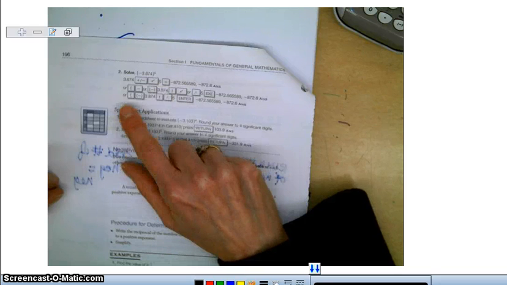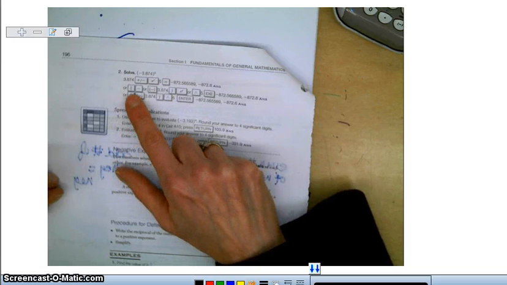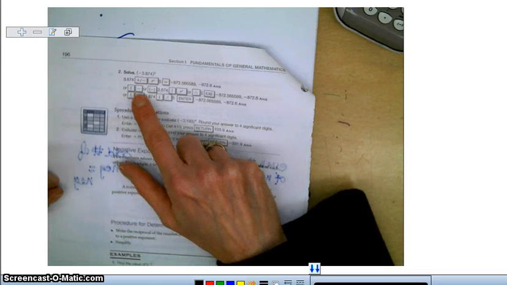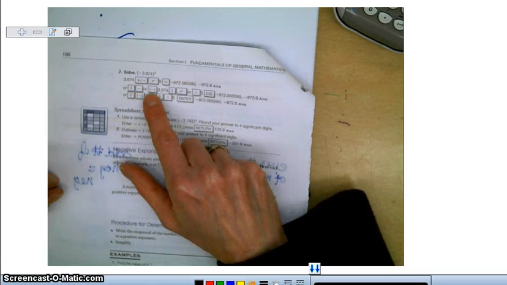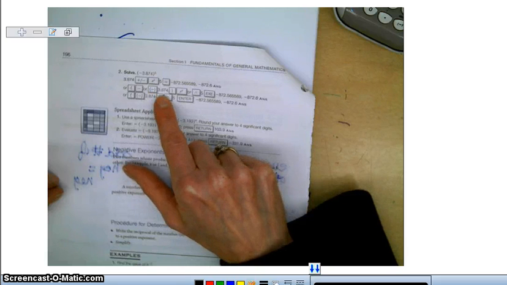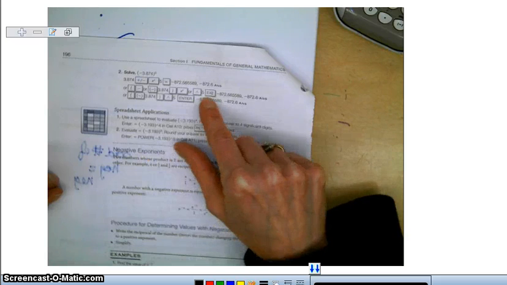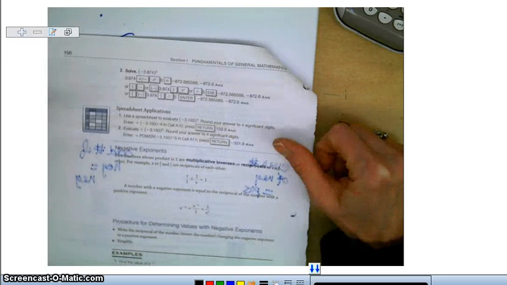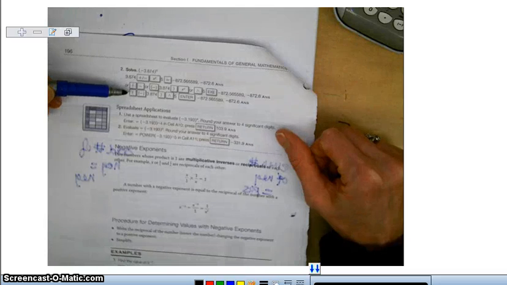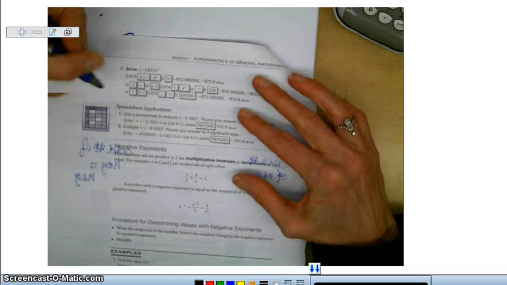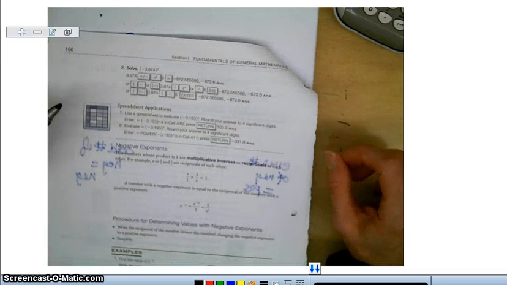Now it just depends on your calculator. Some calculators you're going to have to take parentheses, and then your negative sign. Type in the 3.874 in the parentheses, then hit your x to the y or the caret button, and then the 5th power and enter. So most of the time you have to put the negative number in parentheses in order to get it to give you the right sign on your calculator.